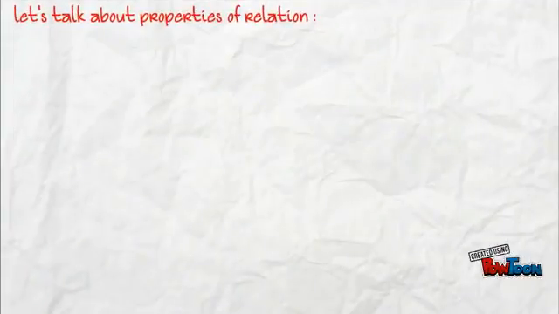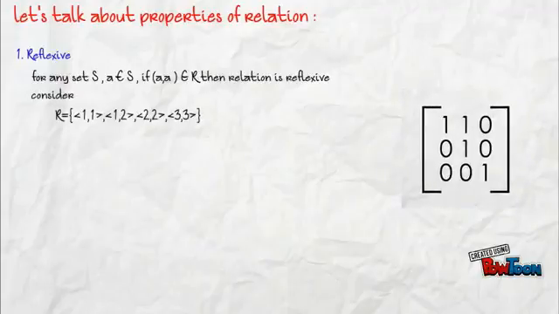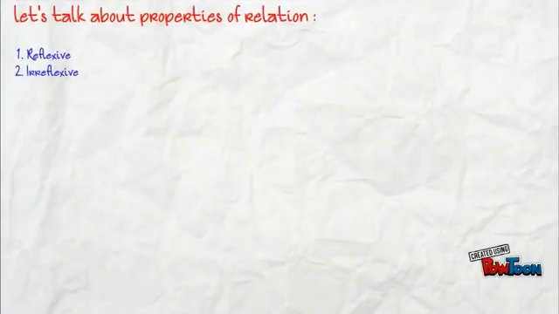Let's talk about properties of relations. First, reflexive. A relation is reflexive if and only if it contains all diagonal elements as one. Here we have an example, set R. It is reflexive because it contains all elements such as (1,1), (2,2), (3,3), and hence in matrix representation it will contain all diagonal elements as 1.